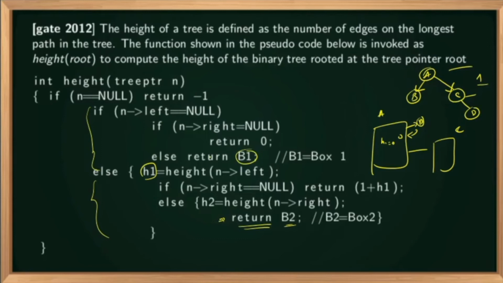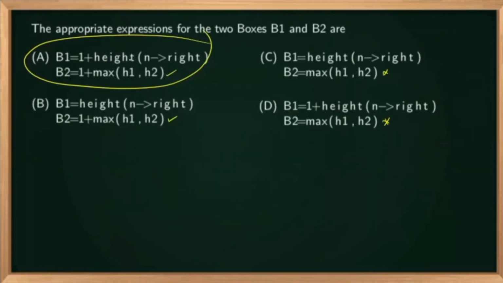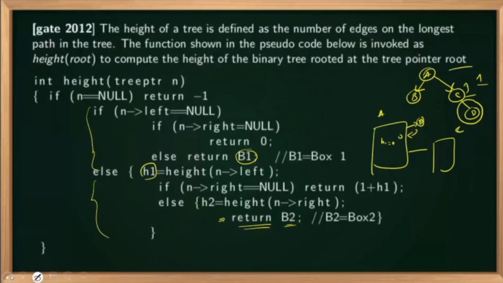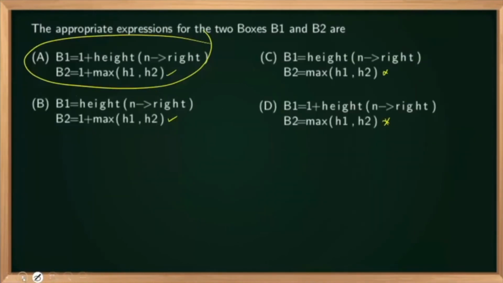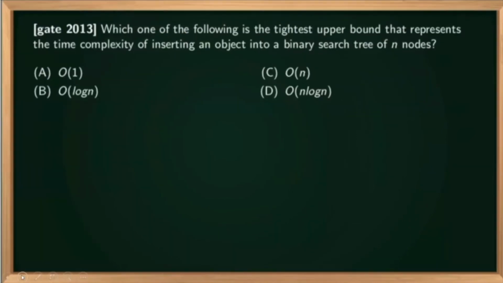So what should we return here? That is the question, right? We should return the height of this tree plus this node. The height of this right tree plus the C should be returned here. So it should be 1 plus height of the right tree. So we should be returning 1 plus height of this right subtree. So the answer should be actually A.